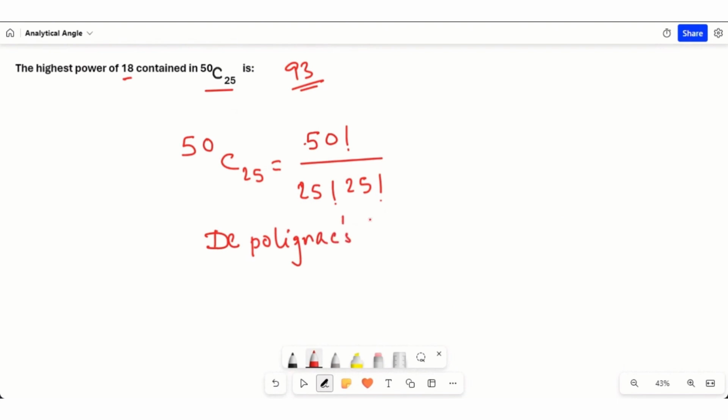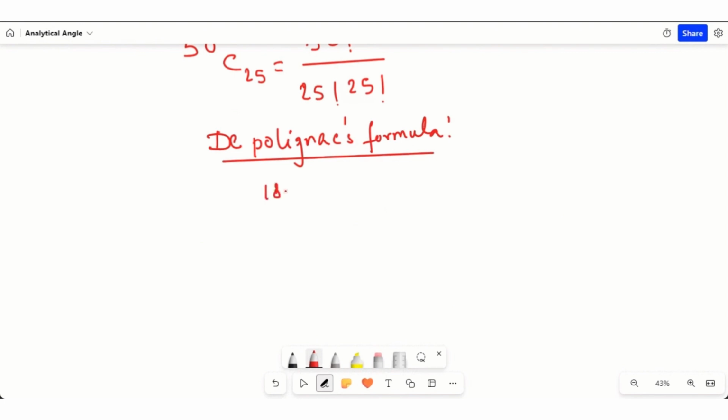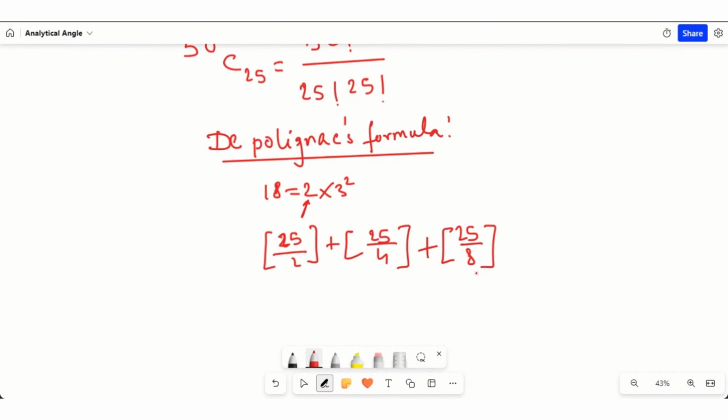So the highest power of 2 contained in 25 factorial is equal to, since we know that 18 is equal to 2 into 3 square, we have to first find the highest power of 2, which is equal to floor of 25 by 2 plus floor of 25 by 4 plus floor of 25 by 8 and so on, which is equal to 12 plus 6 plus 3 plus 1, which is equal to 22.